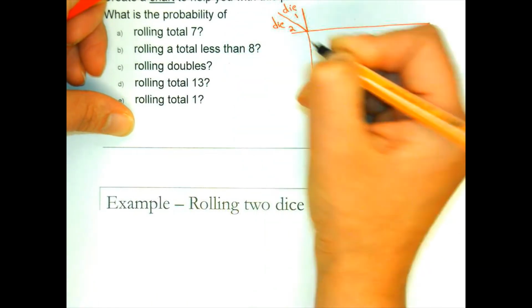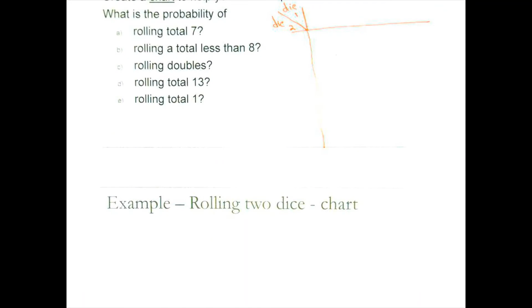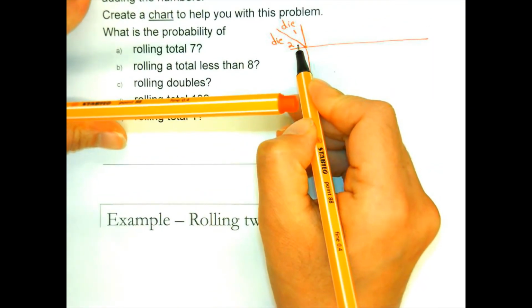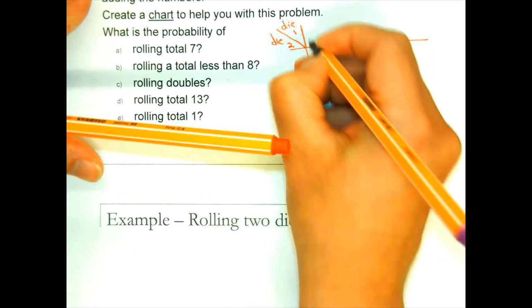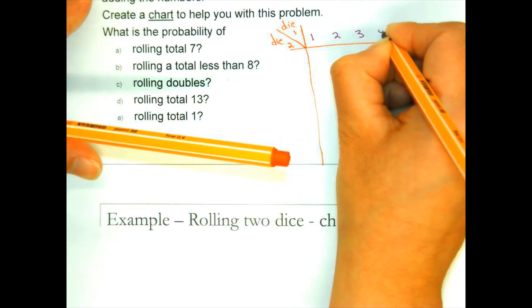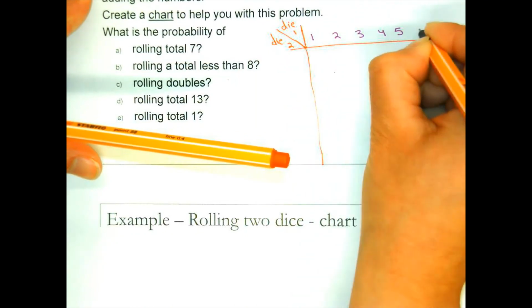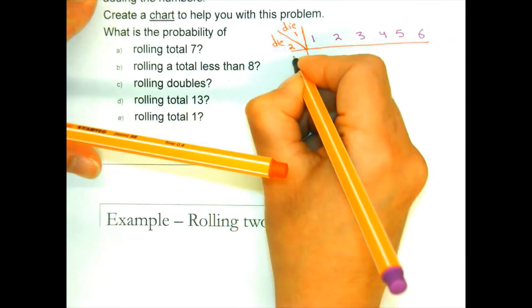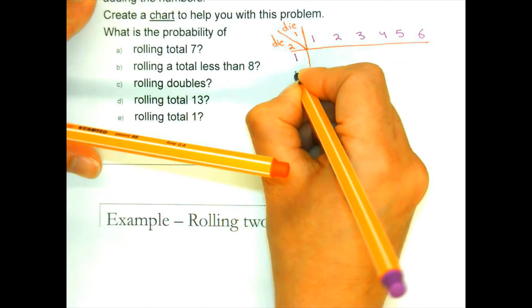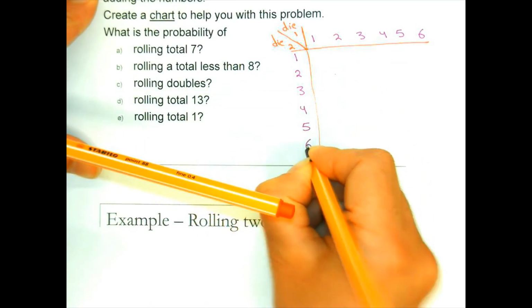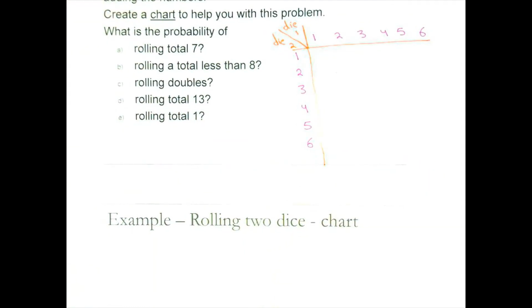So we have 2 dice. The possibilities on die 1 is you can get a 1 or a 2 or a 3 or a 4 or a 5 or a 6. The same thing on your second die, you can get a 1 or a 2 or a 3 or a 4 or a 5 or a 6. So these are all the possibilities.